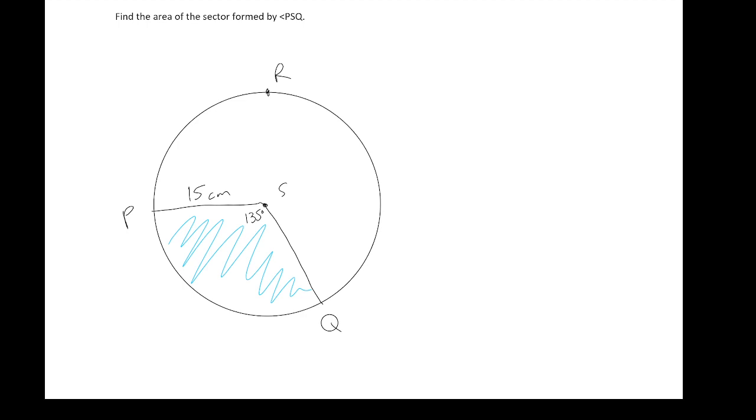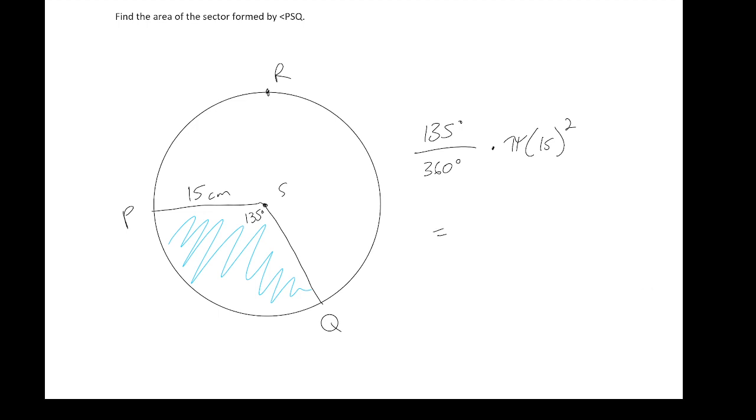All right. So it is that proportion: the 135 degrees of the 360 is going to be that portion of the circle that we have. But then we also need the area of the whole circle, right? So this is just the fraction of the circle that we're looking at. That gives us the sector. The whole thing is going to be pi times the radius, which is 15 squared, okay?